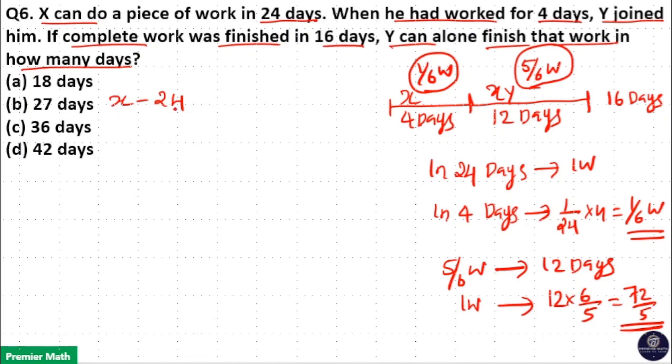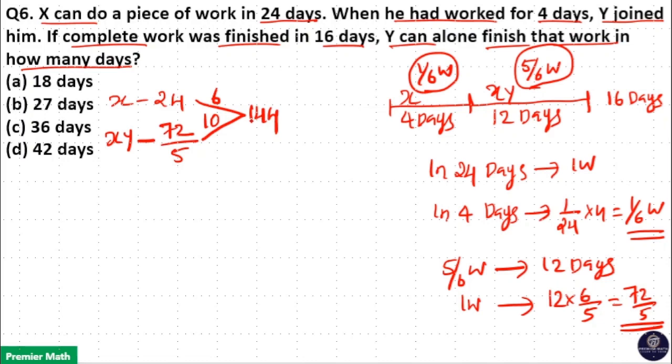So, X can complete a work in 24 days and X and Y can complete the same work in 72 by 5 days. Now, the work has equaled. Here, 1 by 6 work is completed in 4 days by X alone and 5 by 6 work is completed by XY in 12 days. Here work is not equal, but here work is equal. So take the LCM of 24 and 72. Here LCM is 144. Now 24 goes 6 times in 144, 72 goes 2 times, but this is 72 by 5. So 72 by 5 goes 10 times in 144.